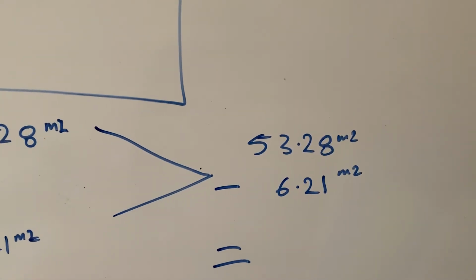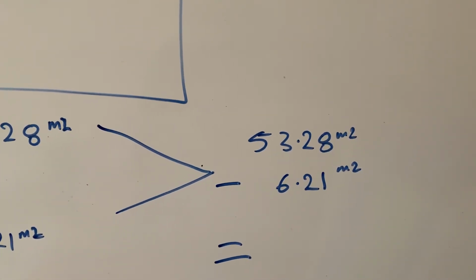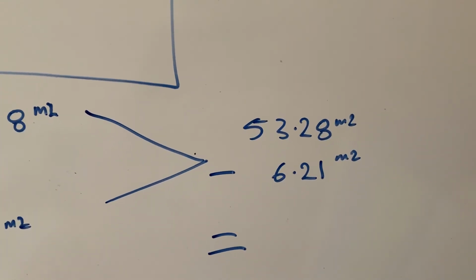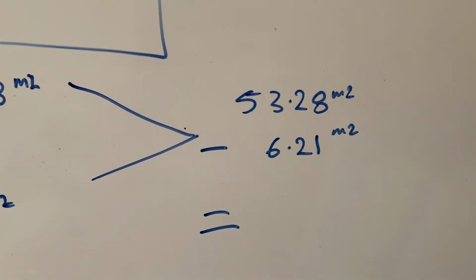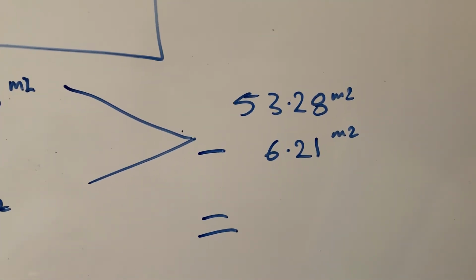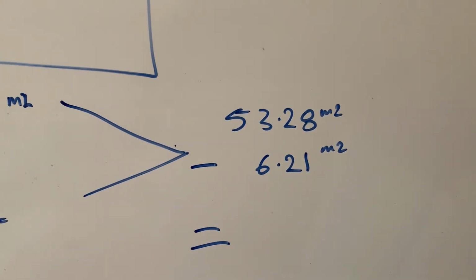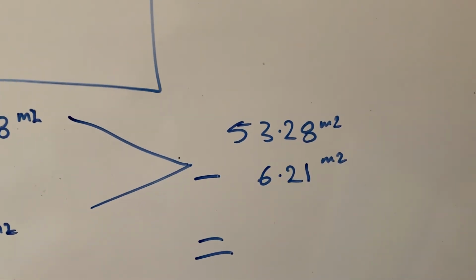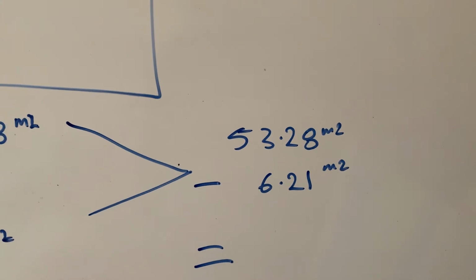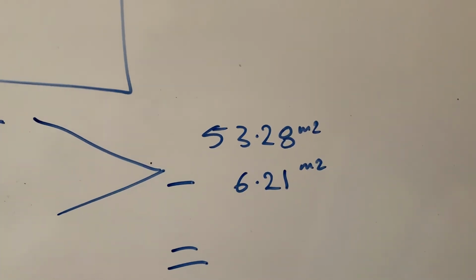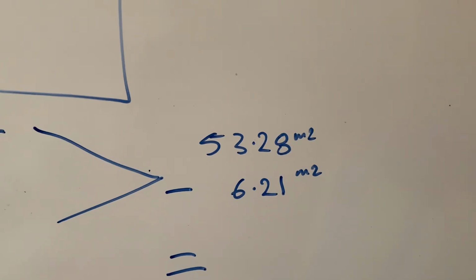So all you're doing is again 53.28, which are the walls, take away 6.21, which is the door and the window. Then you'll end up with your calculation. You will use that calculation to finish, to answer the rest of the questions referring to this part of the unit.